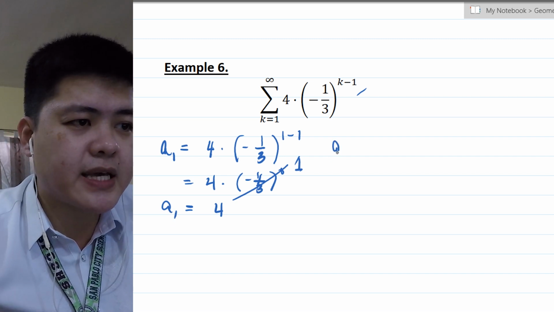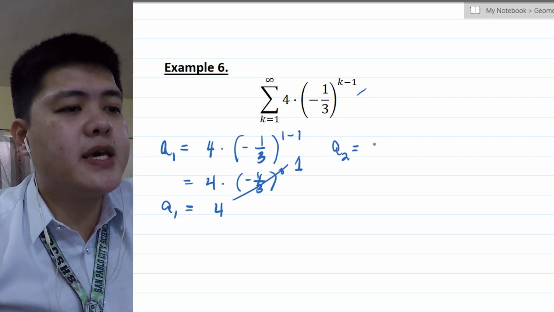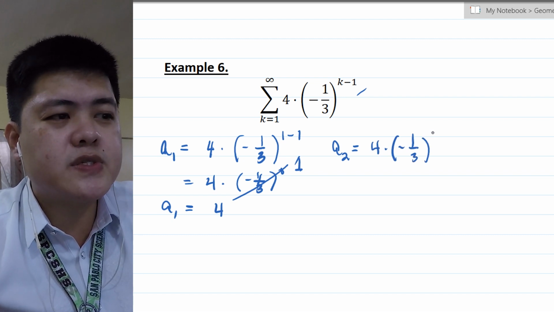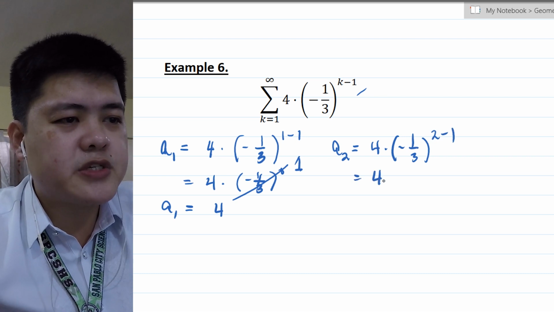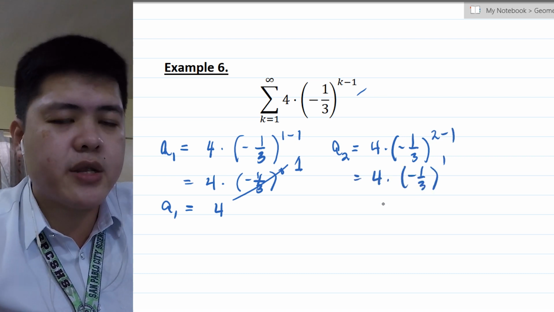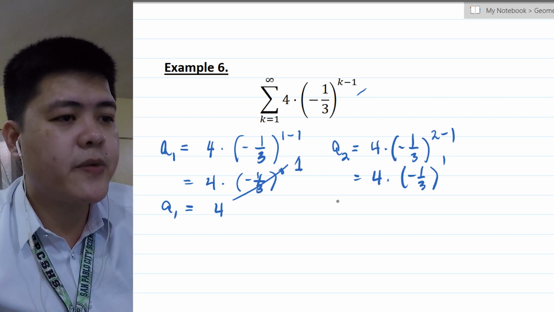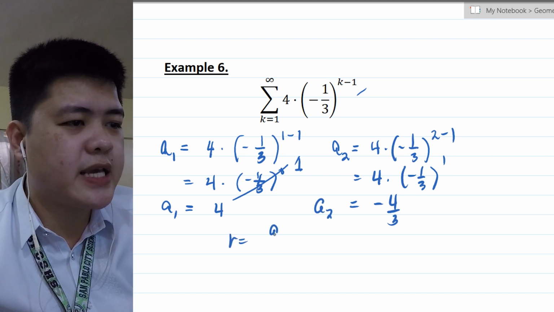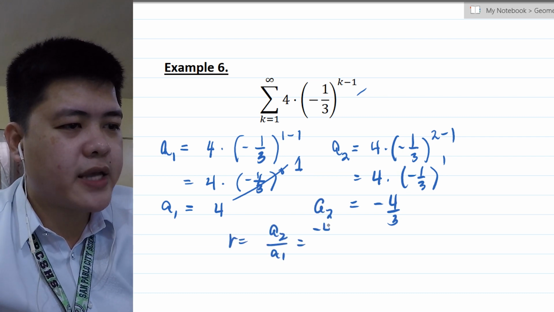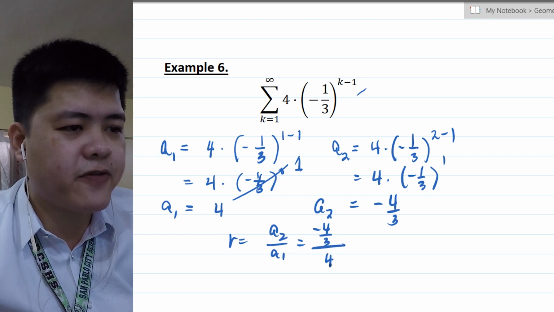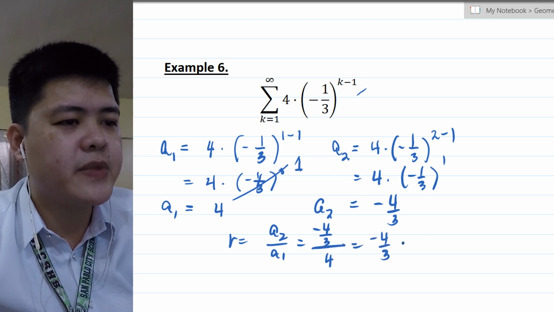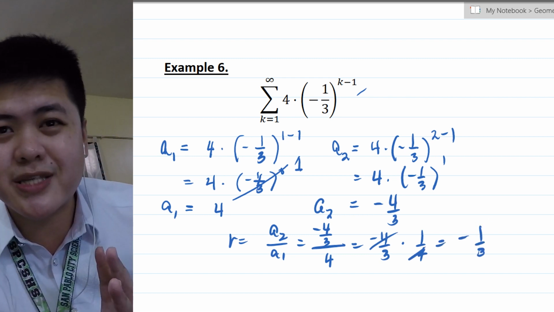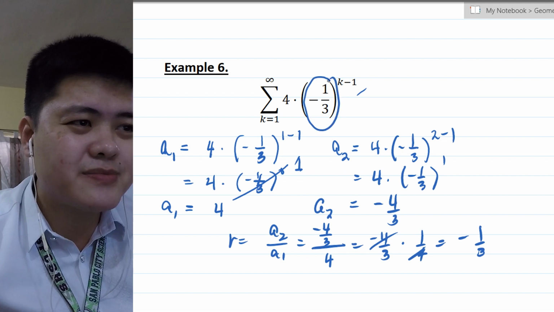Let's check the second term. The second term is 4 times negative 1/3 raised to 2 minus 1. So it's 4 times negative 1/3 raised to 1, which is negative 1/3, times 4, that's negative 4 over 3. Common ratio is a sub 2 over a sub 1. Negative 4 over 3 divided by 4 is equal to negative 4 over 3 times 1/4, cancel na to, that's negative 1/3. Okay, so common ratio is negative 1/3. Normally, ito yung nandito. Kanina nandun, ayun yung common ratio.